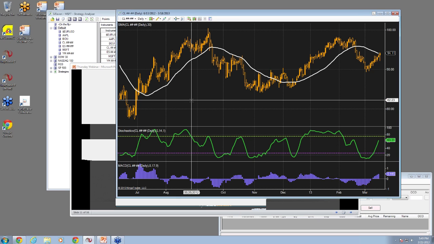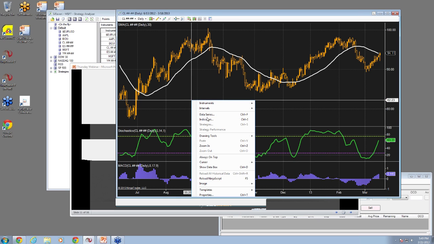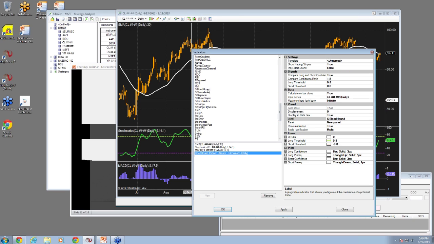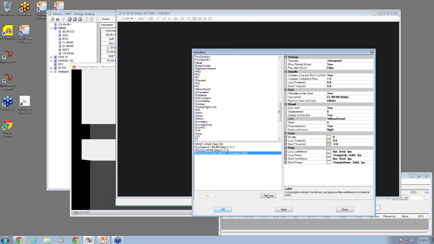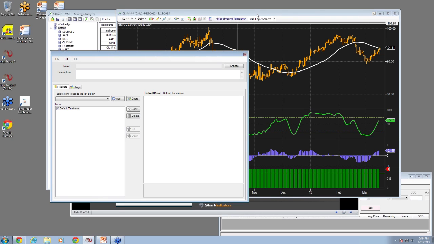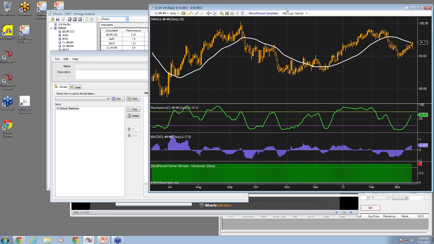And what I'm going to do is add BloodHound to it. Okay, so I just open up my indicator window, add BloodHound. One of the first things you're going to notice once I start working with this is BloodHound actually works in real time. So if you've ever used NinjaTrader for any period of time, you'll notice that whenever you put an indicator on, you've got to sort of refresh the window, go back into your indicator screen.